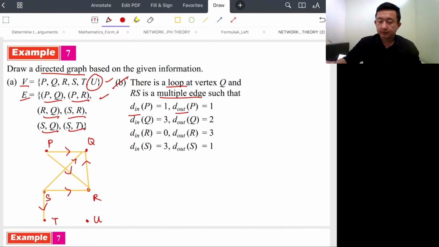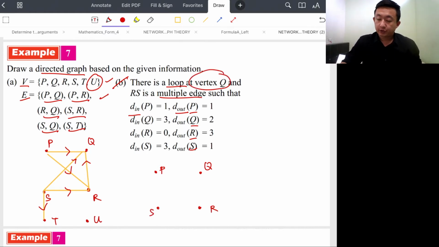This is a bit hard. I would advise you all to take a piece of paper or any recycled paper and try first. Try not to use pen, use pencil so that you can correct and rub it off. Usually I will do like this: P, Q, R, S. So there's only 4 vertices. P, Q, R, S.